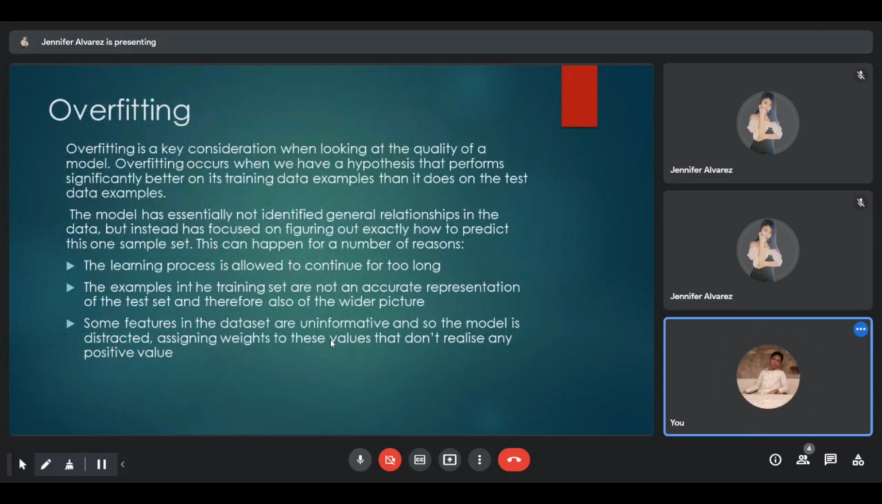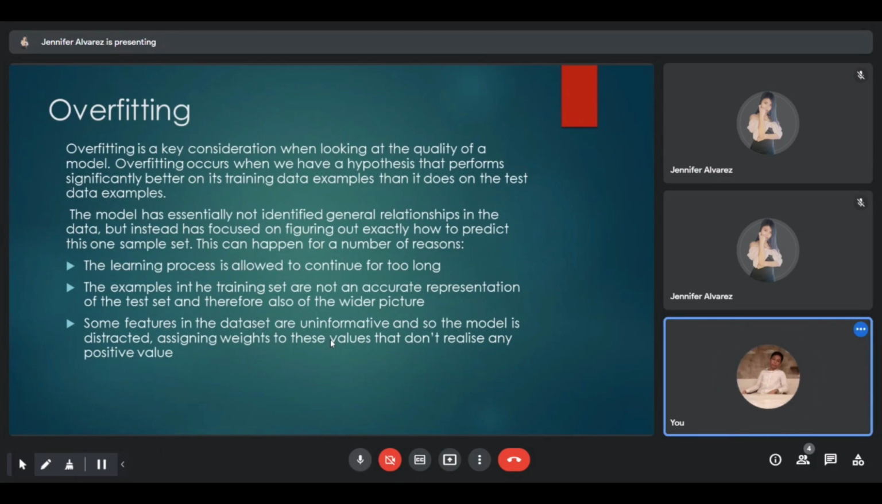Overfitting. Overfitting is a key consideration when looking at the quality of a model. Overfitting occurs when we have a hypothesis that performs significantly better on its training data examples than it does on the test data examples. The model has essentially not identified general relationships in the data, but instead has focused on figuring out exactly how to predict this one sample set.